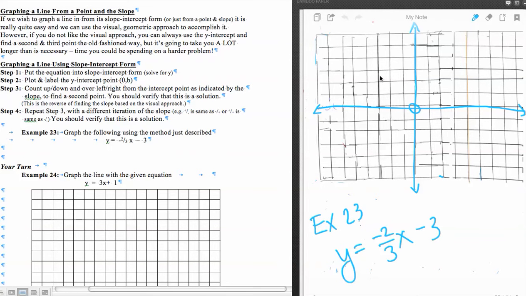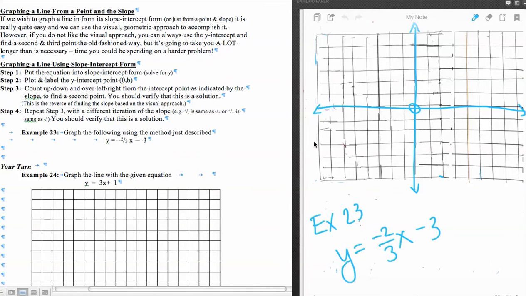Okay, this continues section 3.4. This time we're graphing a line from a point and the slope. So we're going to put the equation in slope-intercept form if it's not already that way. That's solving for y. We'll get to that a little bit later.